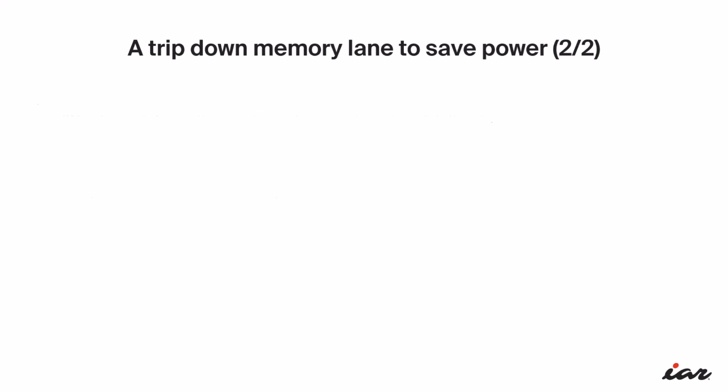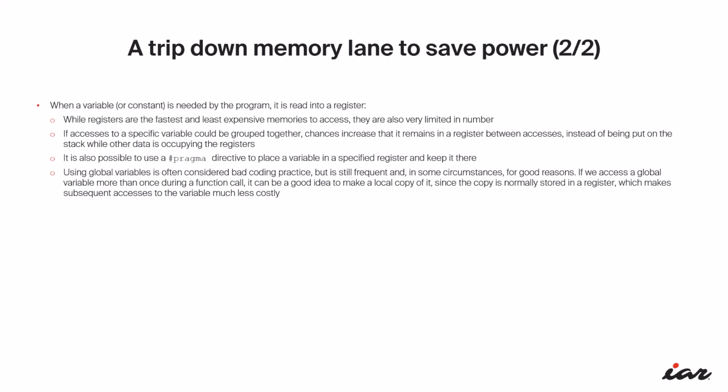And once you have put critical functions into RAM, then you can look at how you handle the data that is stored in memory. When a variable or a constant is in the program, it's read into a register. While registers are of course the fastest way, they are limited. It's probably good practice to group the accesses, and there's also a chance to use some specific pragmas to force some variables to be placed in registers.